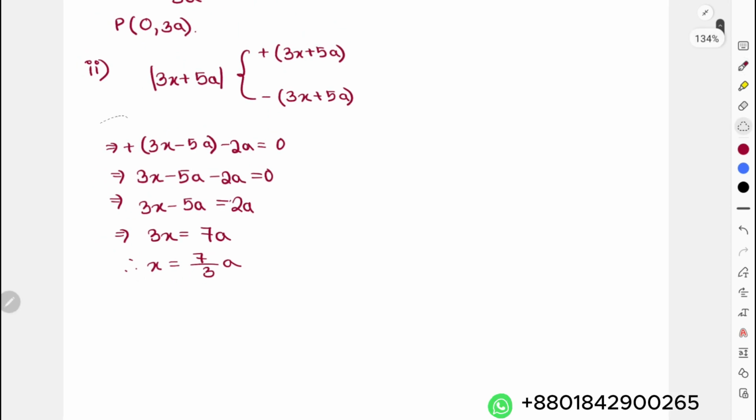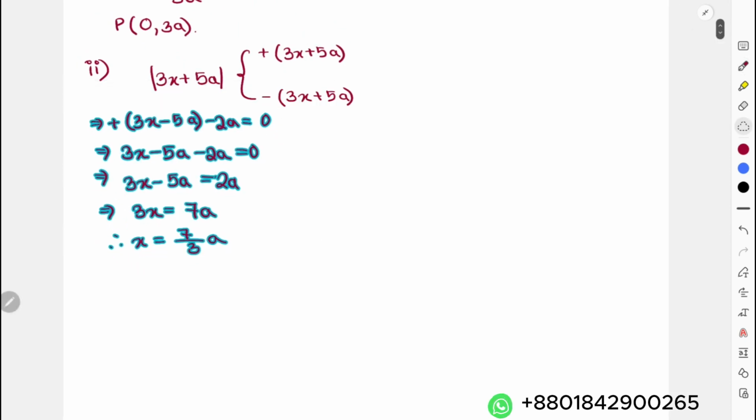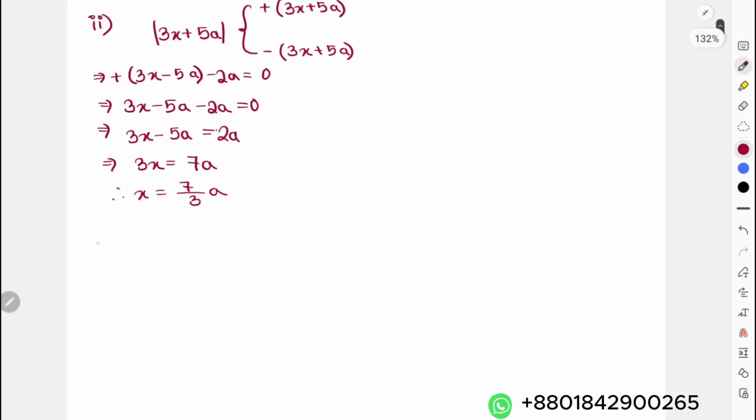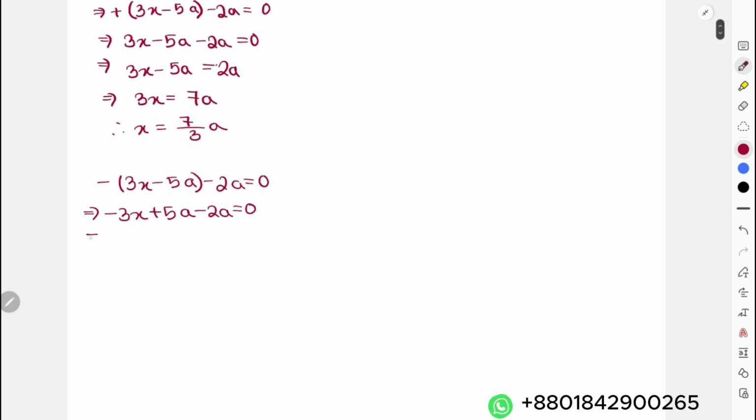Okay, then we are going to work with the negative version again. So negative 3x minus 5a minus 2a, 0. From there we get minus 3x plus 5a minus 2a, 0. So now we have minus 3 again. So minus 3x, so plus 3, if we take that to the right hand side, we get minus 3. So x over here becomes 1a, right?